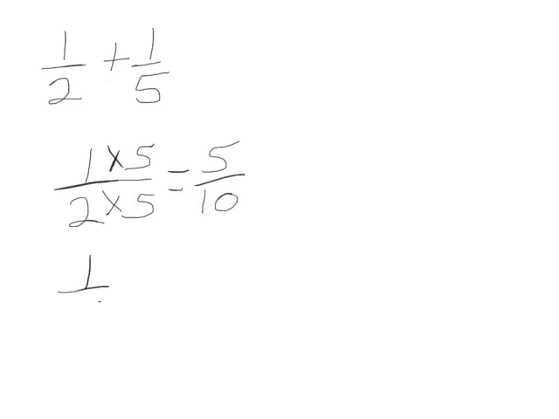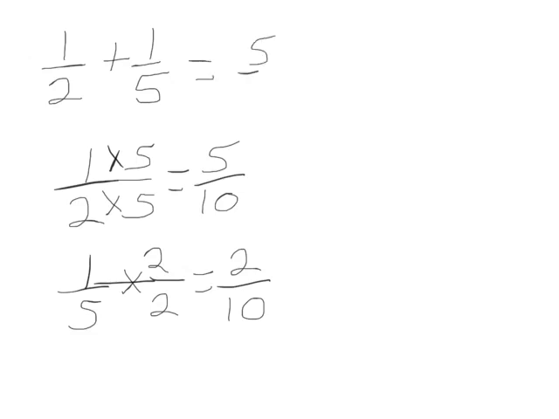With our second number, 1/5, when we divide our rectangular fraction model in half, we end up with 2 equal parts out of a total of 10 parts. We now have a common unit. 1/2 plus 1/5 equals 5/10 plus 2/10, and that equals 7/10.